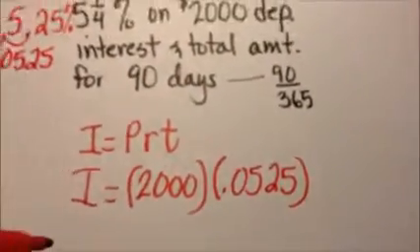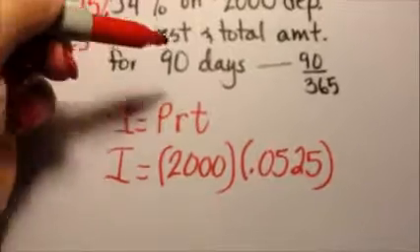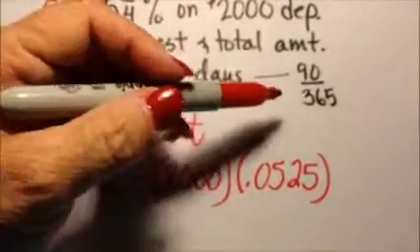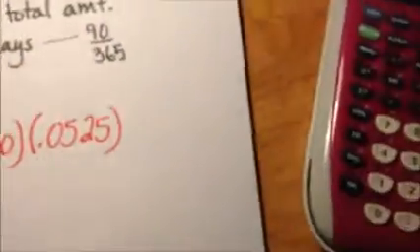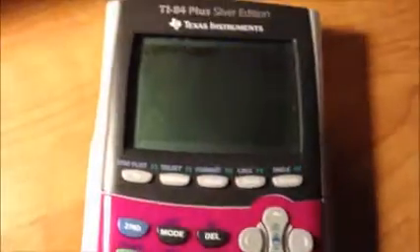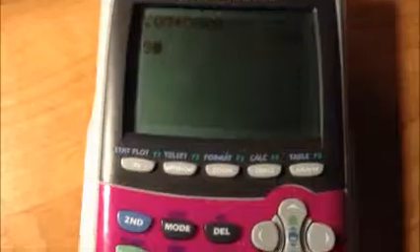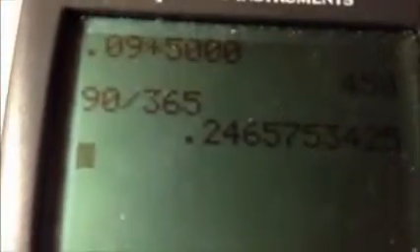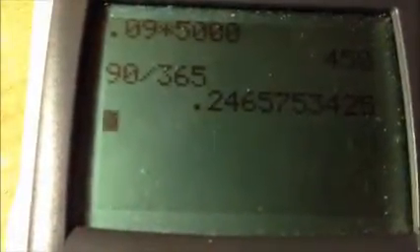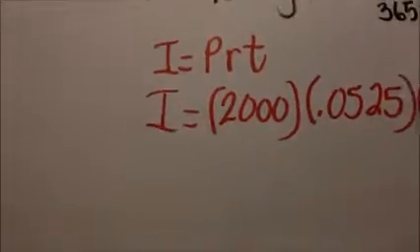Okay, now time in years. So for 90 days out of 365 days. Okay, so I can go ahead and divide that if I want to. 90 divided by 365. So that would represent 0.25 of a year. I rounded it to the nearest cent. Okay, or the nearest hundredth.